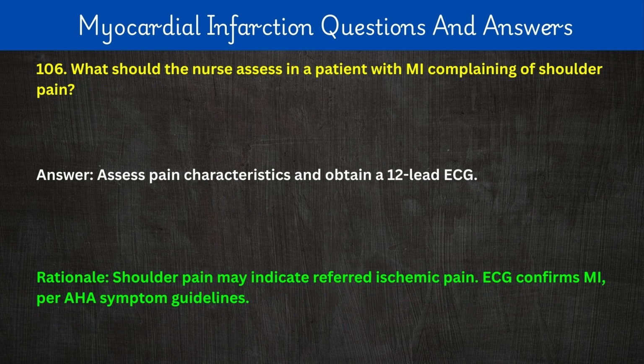106. What should the nurse assess in a patient with MI complaining of shoulder pain? Answer. Assess pain characteristics and obtain a 12-lead ECG. Rationale. Shoulder pain may indicate referred ischemic pain. ECG confirms MI, per AHA's symptom guidelines.